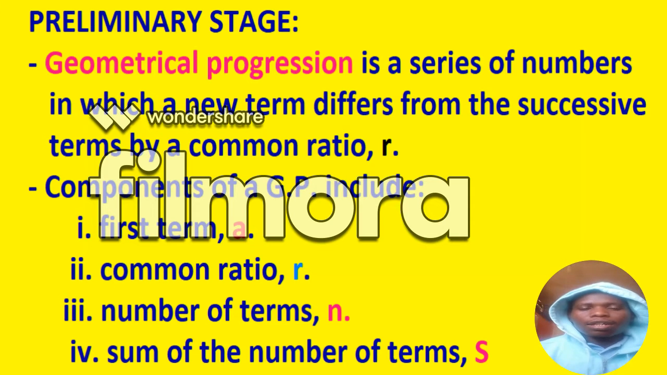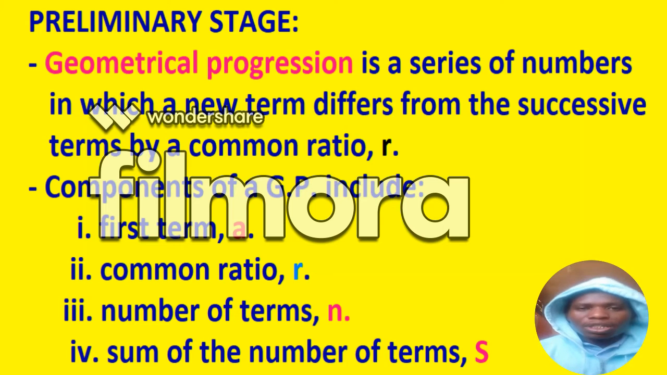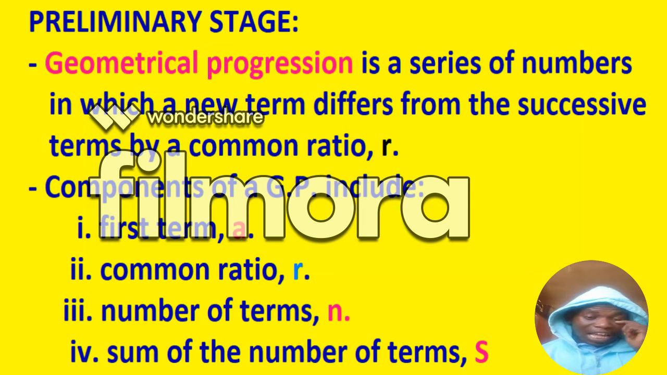There are a number of components making up a geometrical progression, and the components are as follows. One, we have what we call the first term denoted by A. We have the common ratio denoted by R. We have the number of terms denoted by N, and we have the sum of the number of terms denoted by S subscript n.